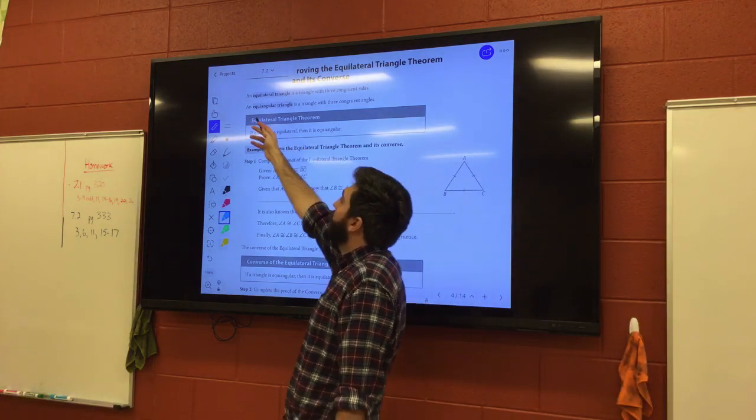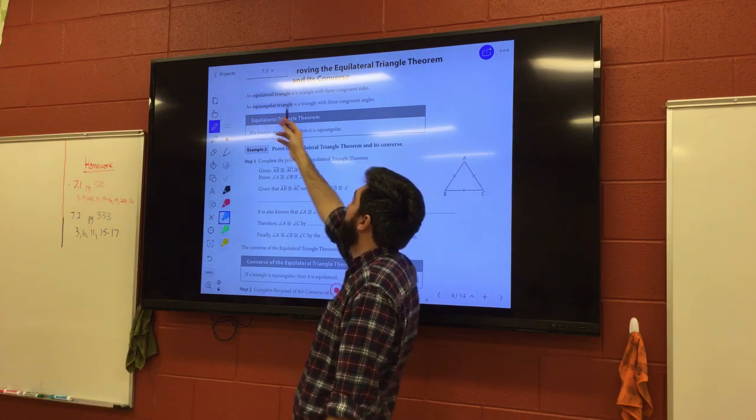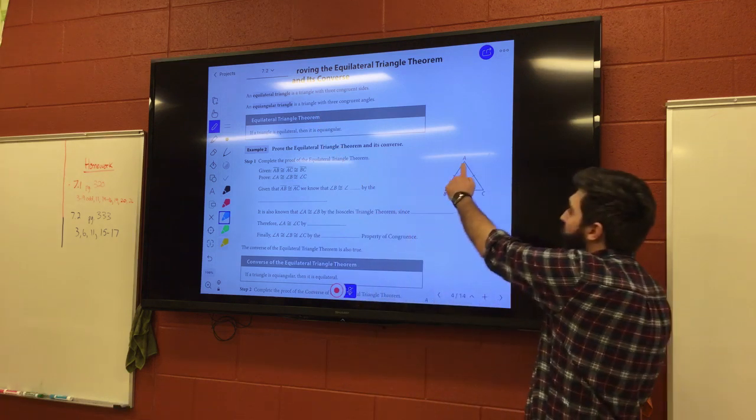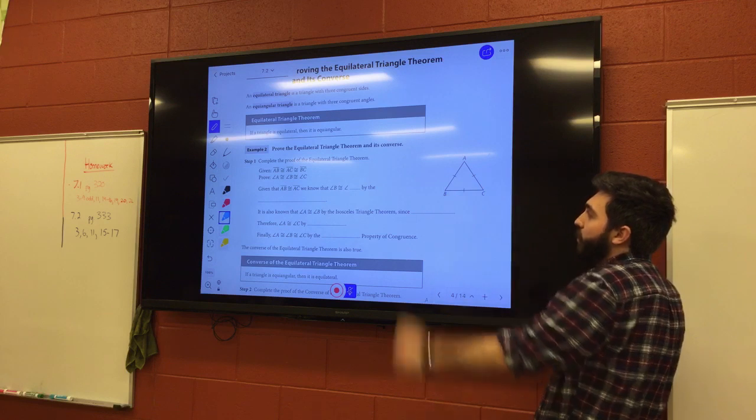So this other triangle is called the equiangular triangle. So it's like an equilateral, except it's where the 3 angles are congruent. So if I have angle A, angle B, and angle C, and they're all the same, then it's an equiangular.